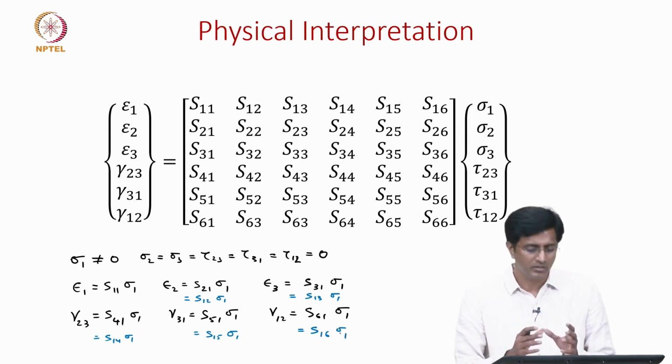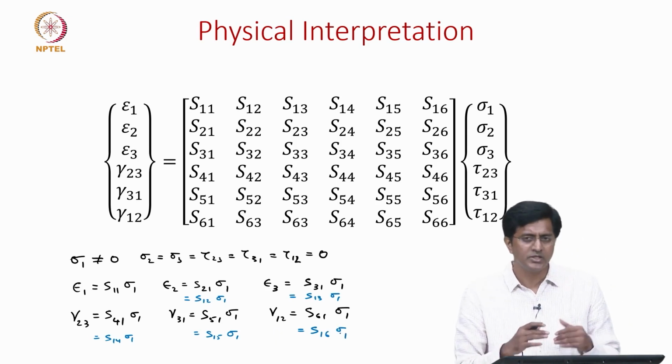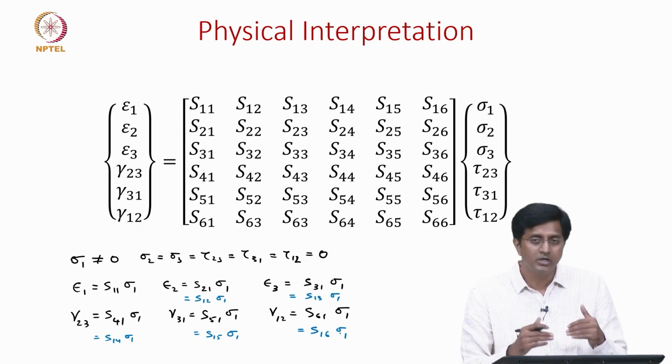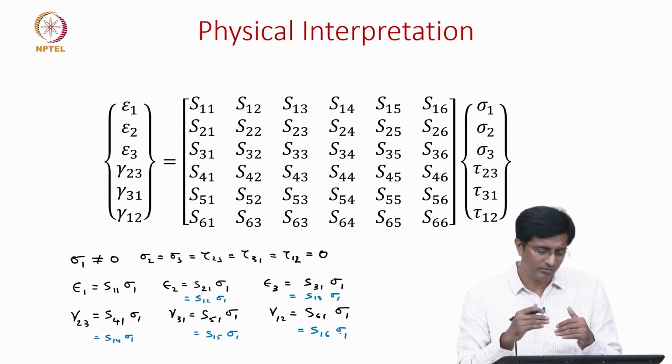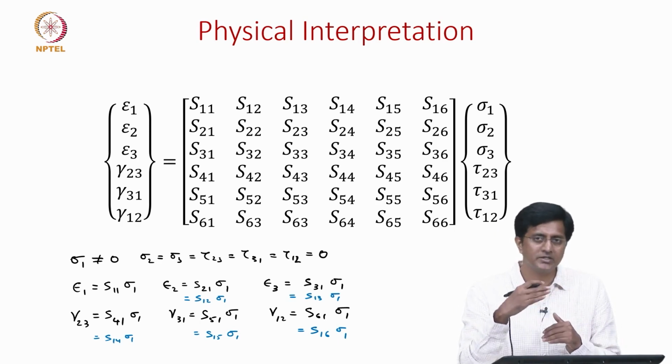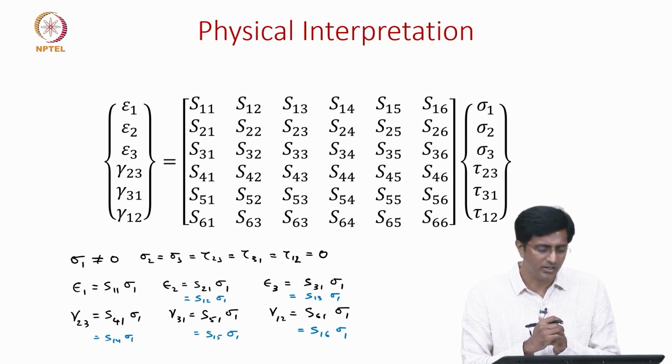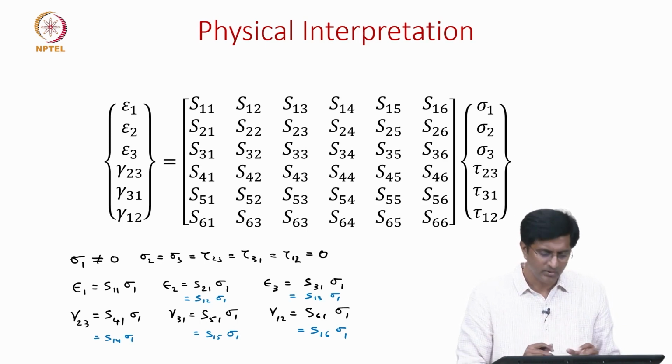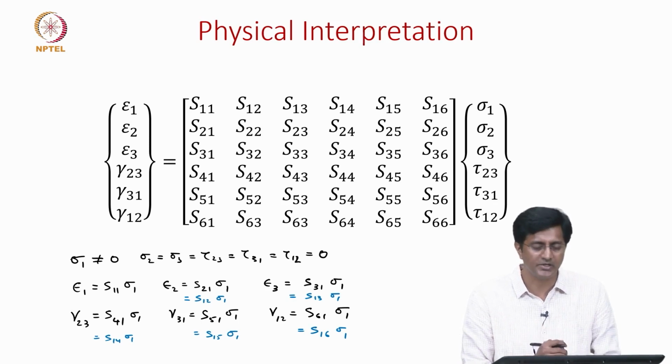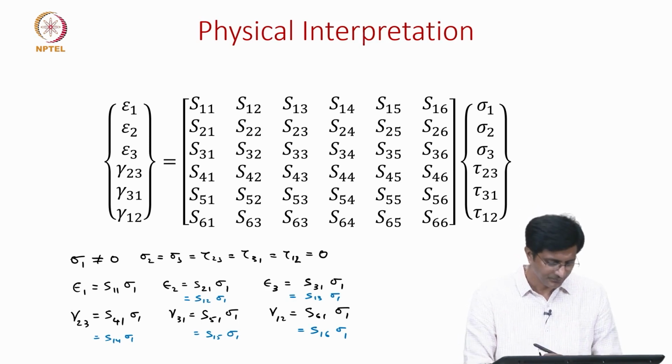So, what we have just shown here is that instead of using this lower triangle, we are trying to write everything in terms of the diagonal elements and the upper triangle elements of this compliance matrix, but both are the same since we know that it is a symmetric matrix.